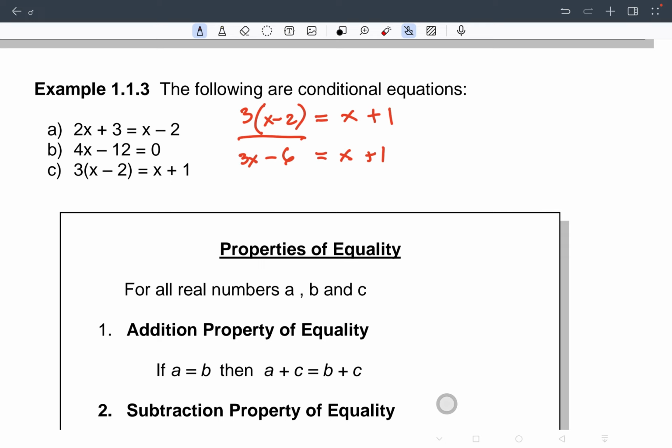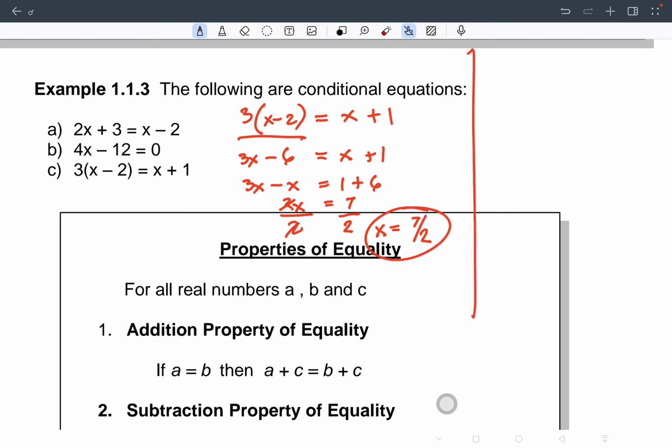And then, we group again yung mga parehas na terms. Yung lahat merong x at yung mga constant. Grouping the like terms, we will have 3x, positive x going to the left side will become negative x. And then, positive 1, negative 6 going to the right side, magiging positive 6 na. So, this will become 3x minus x, 2x is equal to 1 plus 6, 7, dividing 2 on both sides. We will have x equal to 7 over 2.